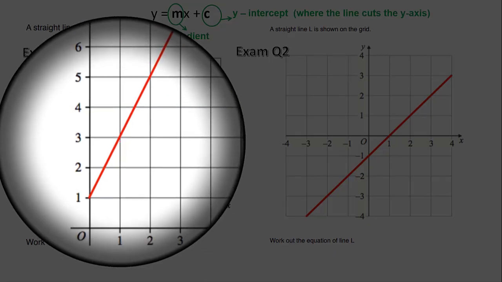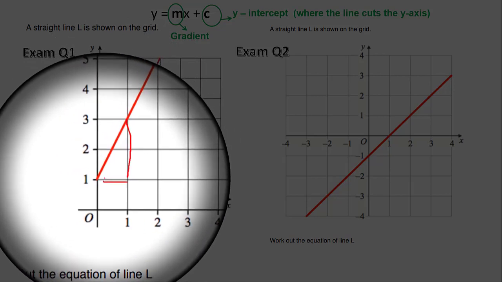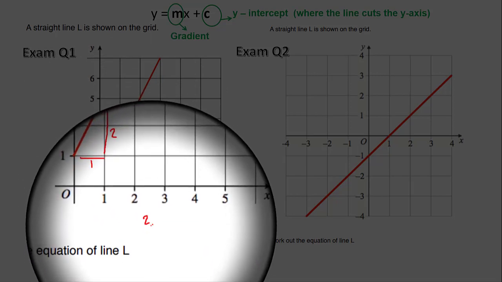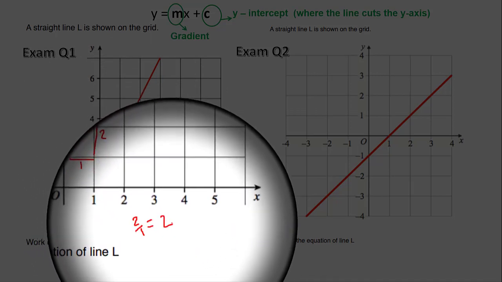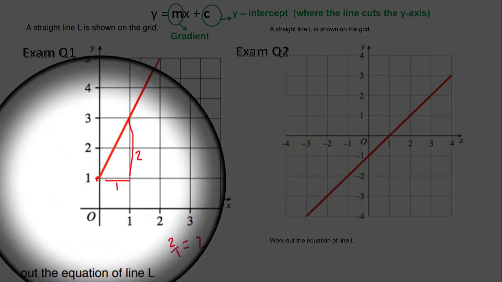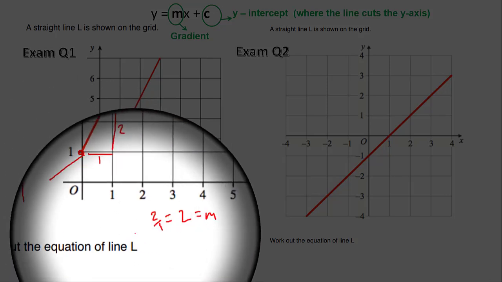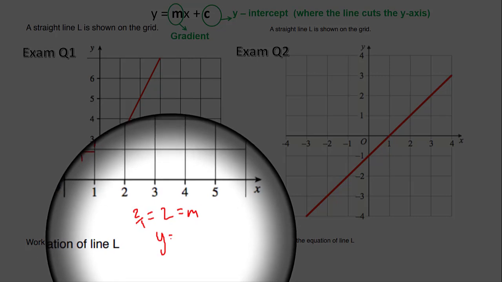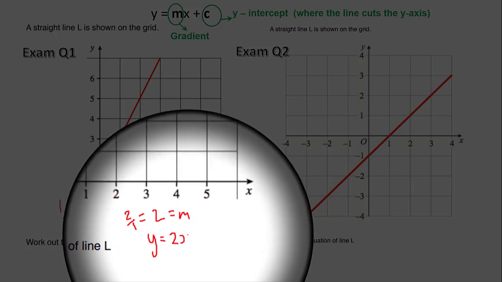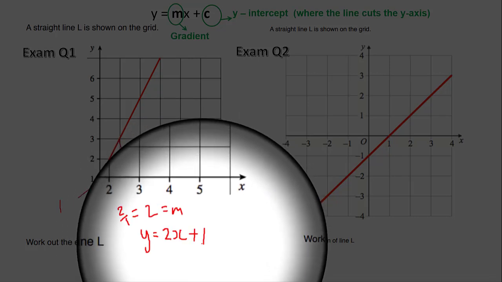Personally, I find a nice little triangle here. I can see that's 2 by 1, so the rise is 2 divided by 1, so 2 divided by 1 equals 2. So the gradient equals 2, which we call m. And can you see here, that's the y-intercept, which is 1. So we substitute that into the formula, y equals mx plus c. So m is 2, the c is 1, and we're done. Easy 3 marks there, right?